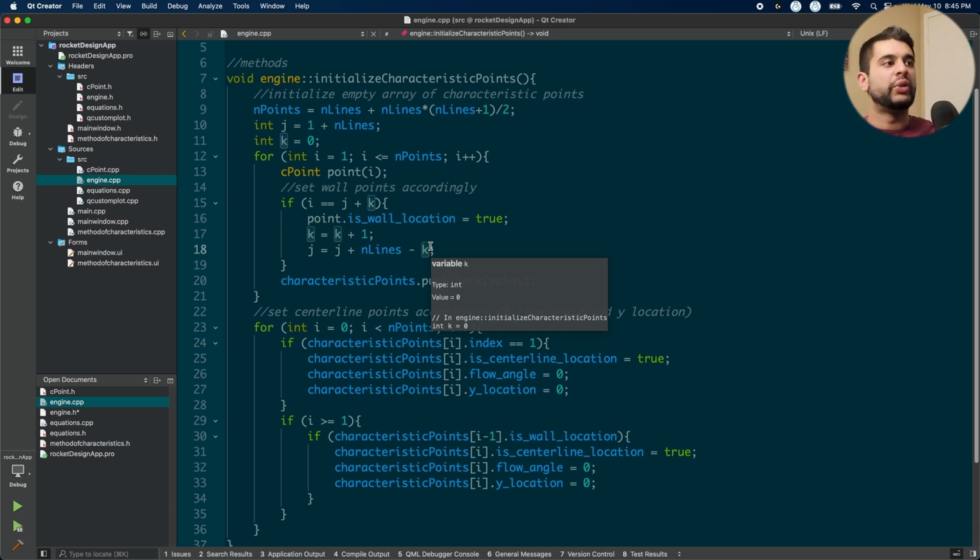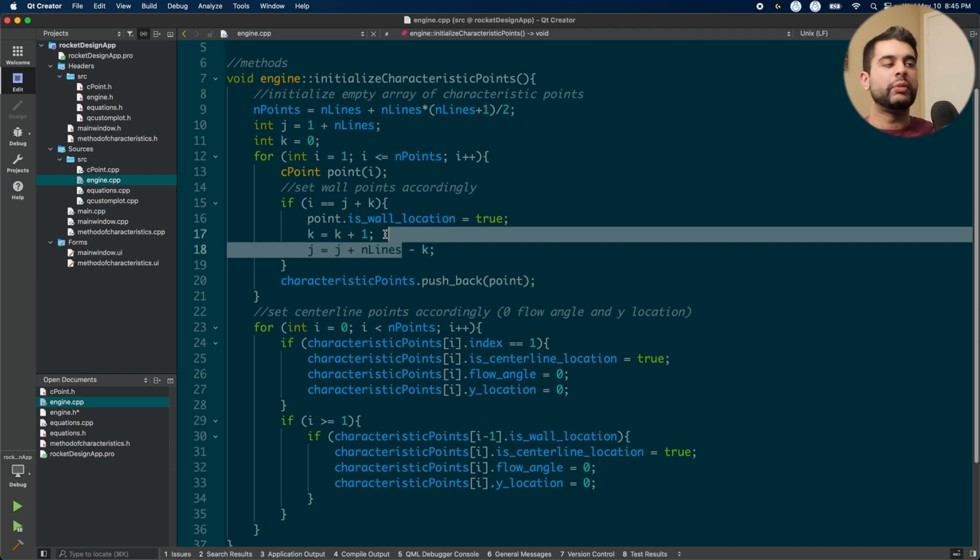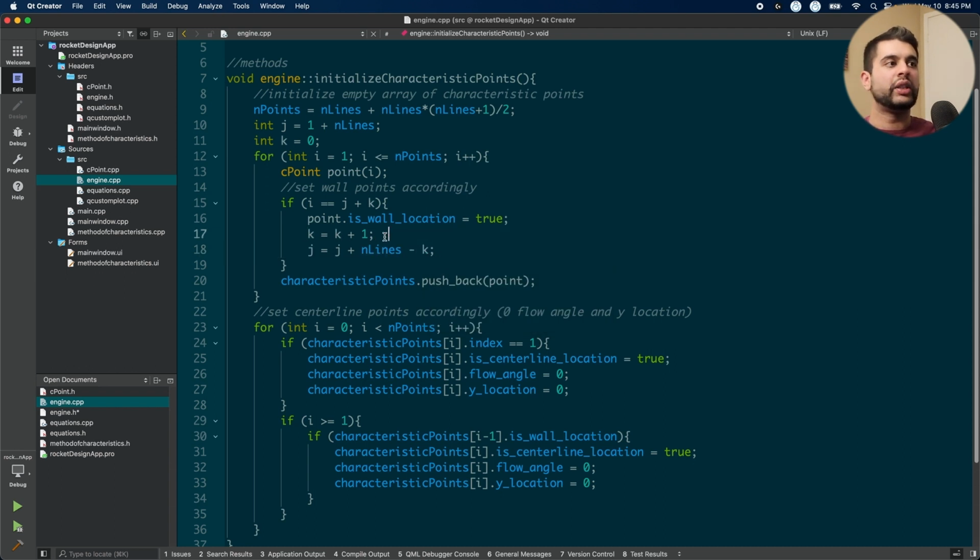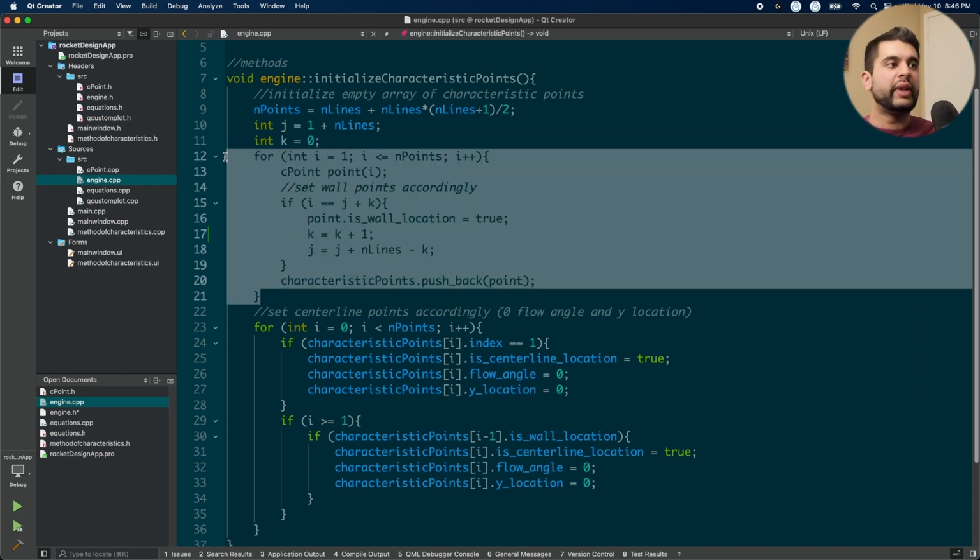So I do that like this here. So n lines minus k become n lines minus 1. And then again, it'll become k plus 1, n lines minus 2. And I'll keep on going along the wall here. Once I have all the wall points, I can very easily find my centerline point.